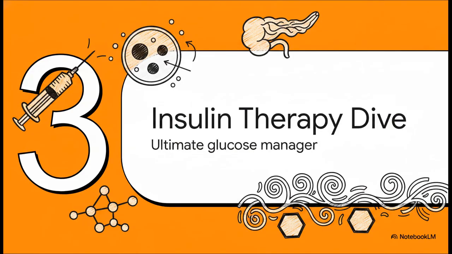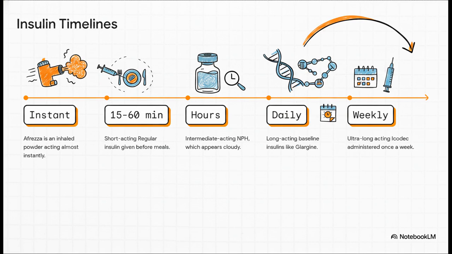Let's shift gears to section 3, a deep dive into insulin therapy. This is the ultimate glucose manager. Over the decades, science has literally engineered insulin to mimic our body's natural rhythms, giving us a whole spectrum of durations. At one end, we have ultra-short-acting, like Afrezza. This is actually an inhaled powder that goes to work almost instantly. Next, we have short-acting regular insulin, usually given right before meals. Then, by adding elements like protamine, scientists created intermediate-acting NPH, which famously has a cloudy appearance. Moving further along, we've actually genetically altered the amino acid chains to create long-acting baseline insulins, like glargine and detemir.